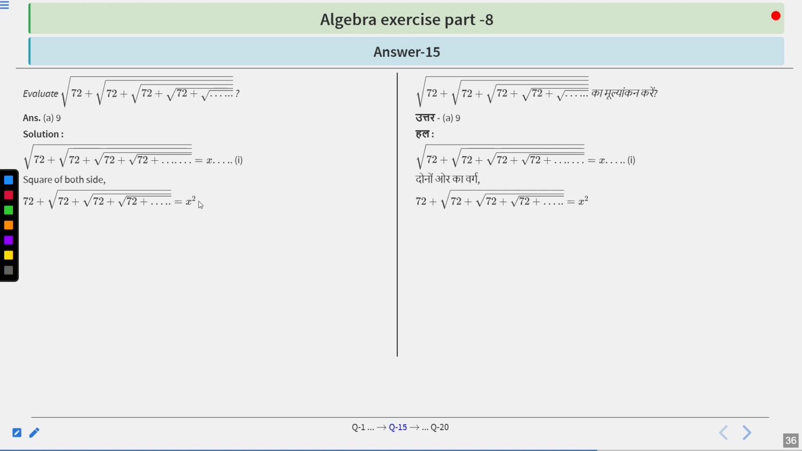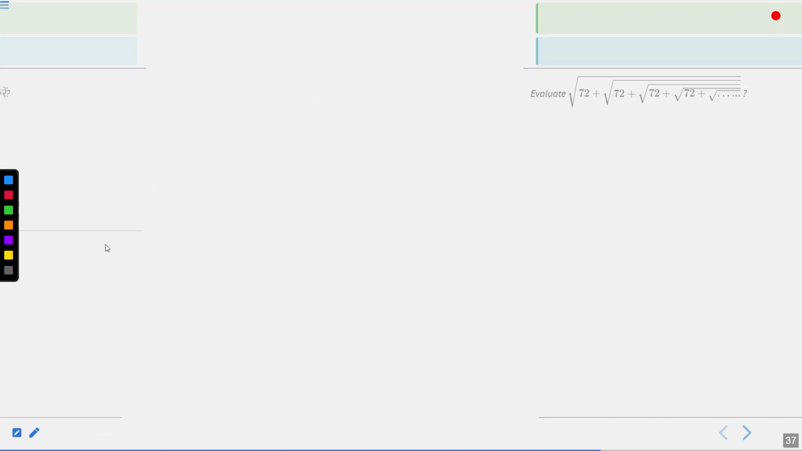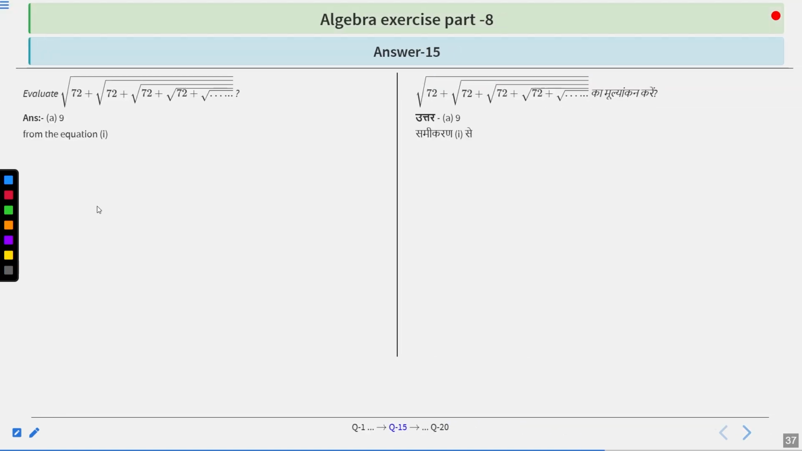This x will become x square. Now, from equation 1, 72 plus this thing is equal to x. So 72 plus x is equal to x square, or we can say x square minus x minus 72 equal to 0. We have got a quadratic equation.